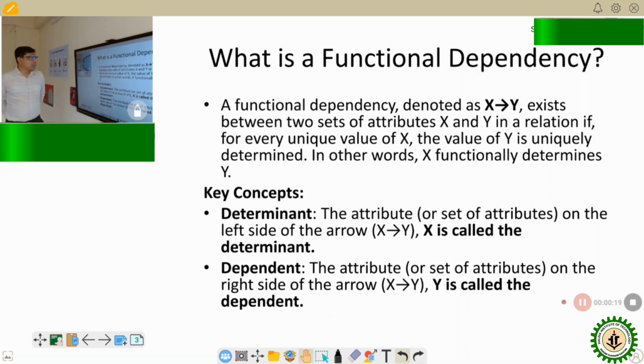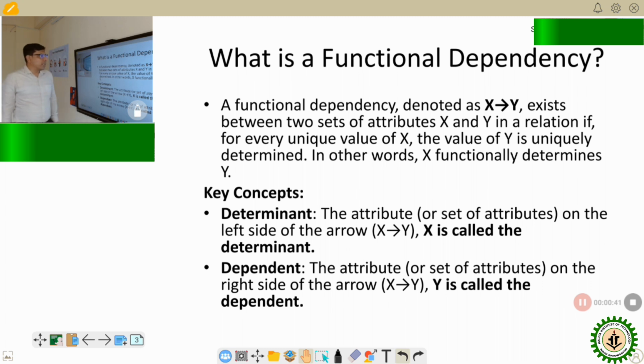A functional dependency, denoted as X arrow Y, exists between two sets of attributes X and Y in a relation if for every unique value of X, the value of Y is uniquely determined. In other words, X functionally determines Y.